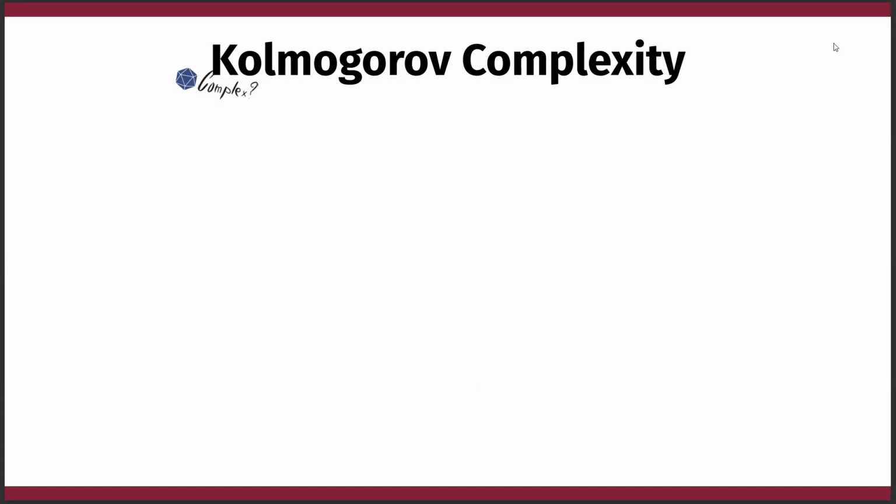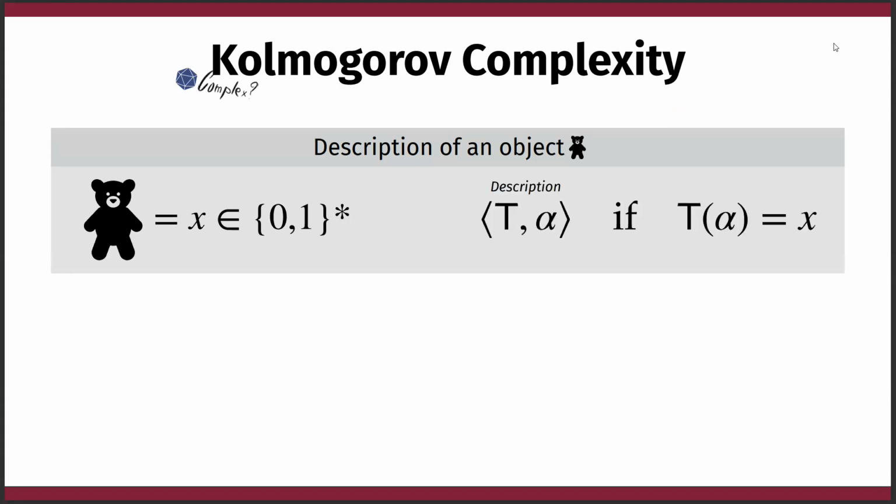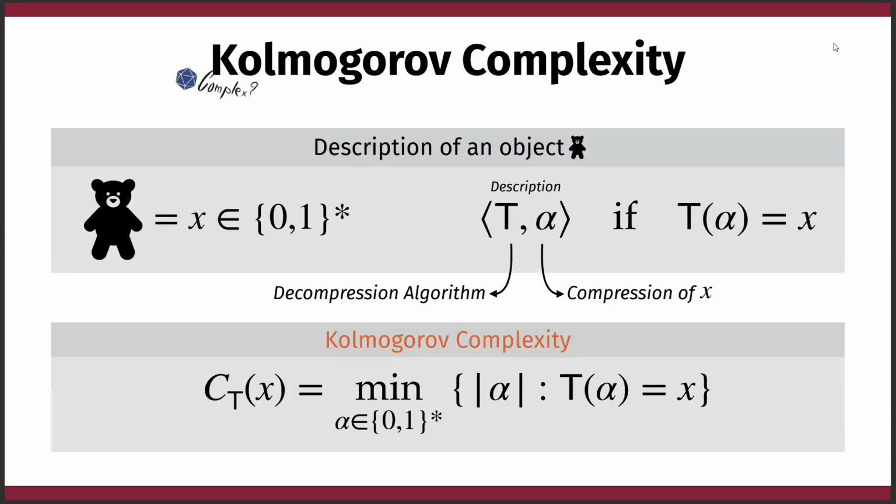So let me introduce Kolmogorov complexity. We want to measure the description of an object. So an object is a binary string, and a description of an object is a pair. So it's an algorithm T and an input alpha. And this is a valid description if T on input alpha outputs the object. Now we can look at T like the compression algorithm and alpha as the compression of the object, for example. Now, if we fix T, we can define the Kolmogorov complexity as the length of the smallest string alpha such that T on input alpha gives you as output the object.